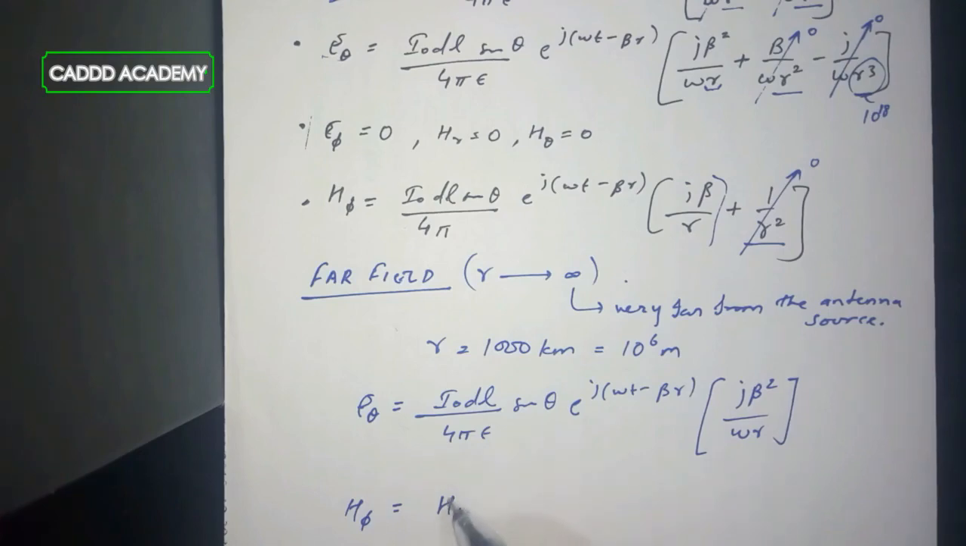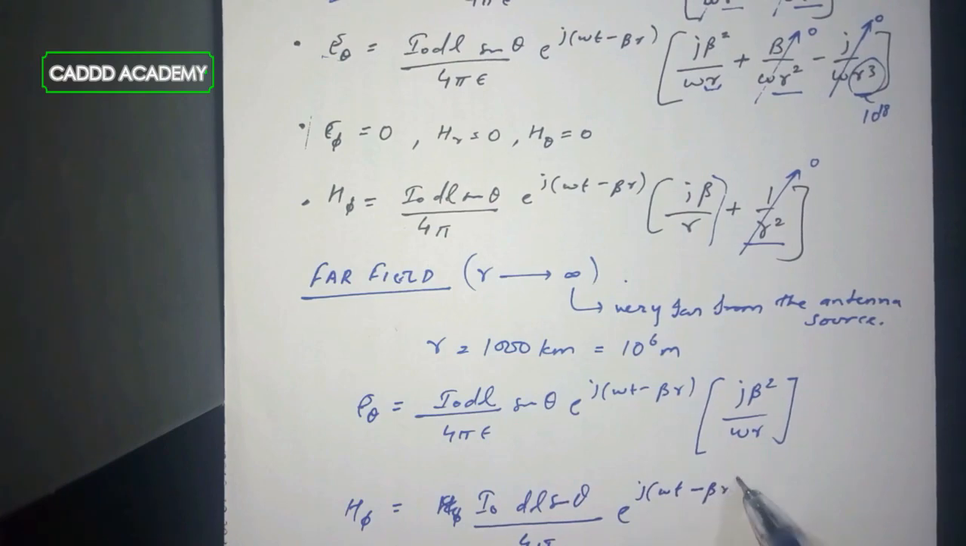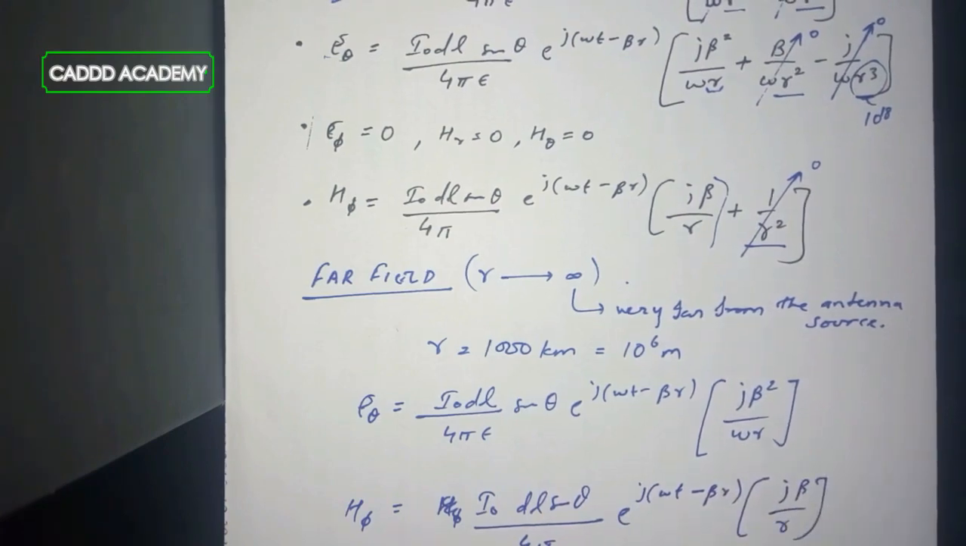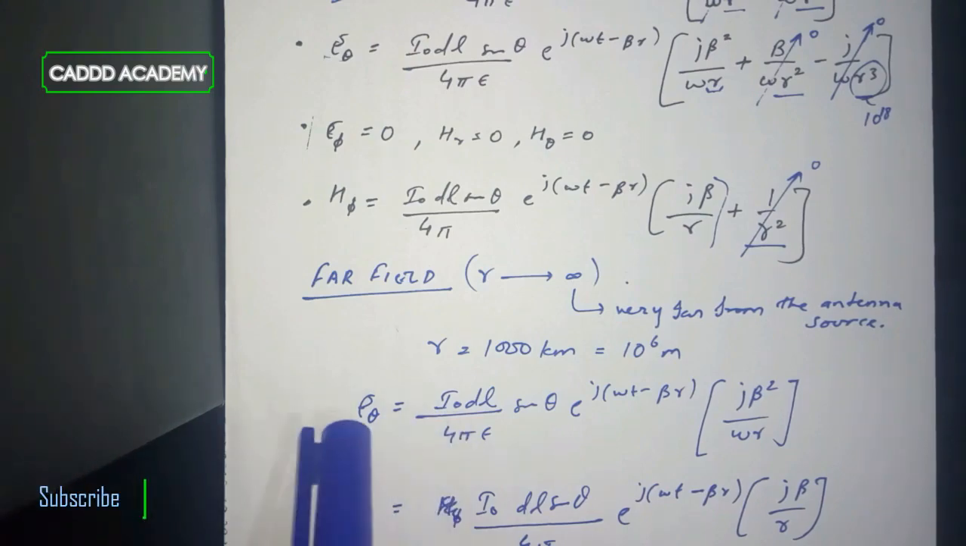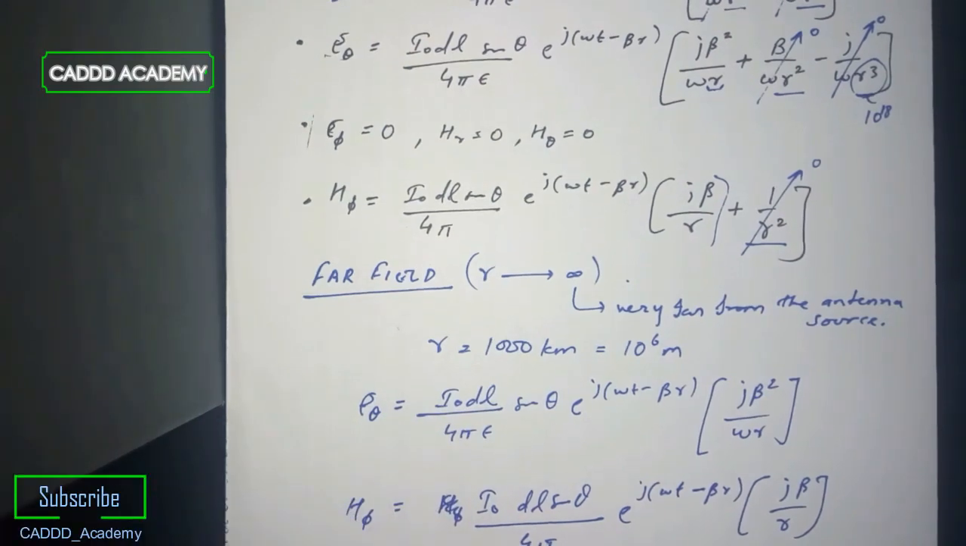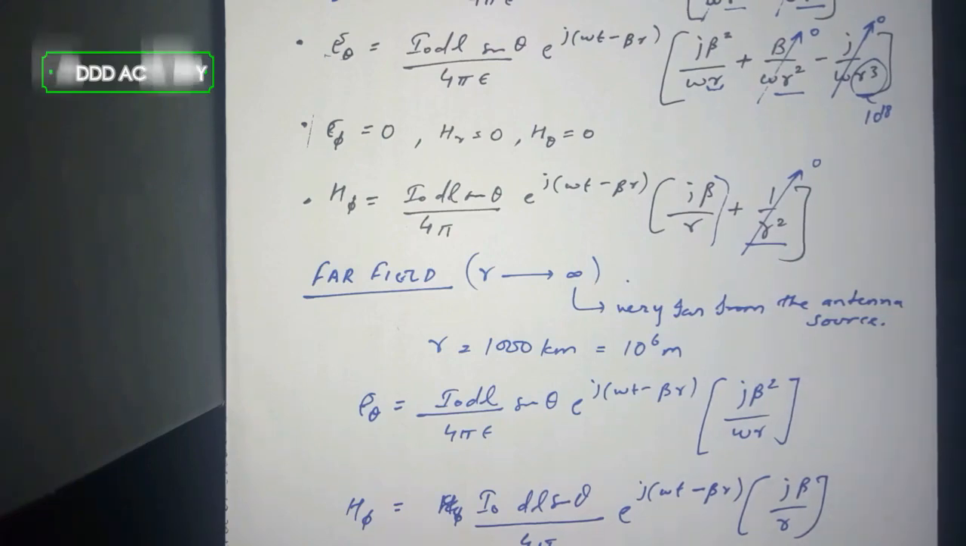H phi is I naught dl sine theta by 4 pi e to the power j omega t minus beta r into j beta by r. So this is the far field. If we are very far from the antenna, then we get only these two fields: the electric field in the theta direction and the H field in the phi direction.